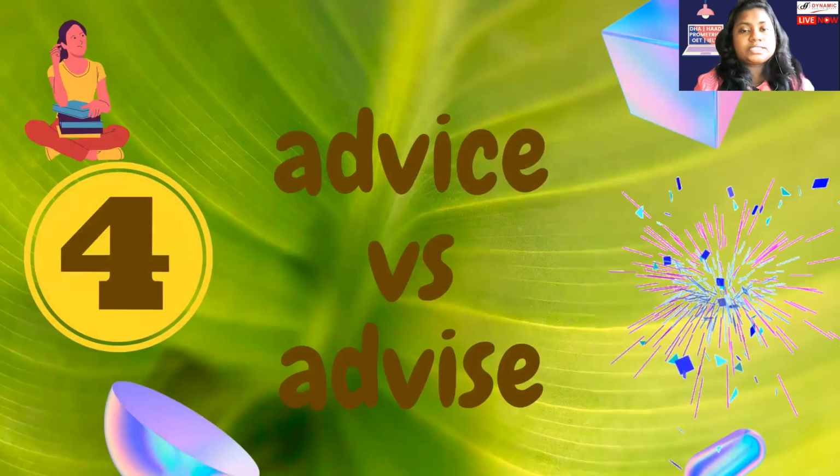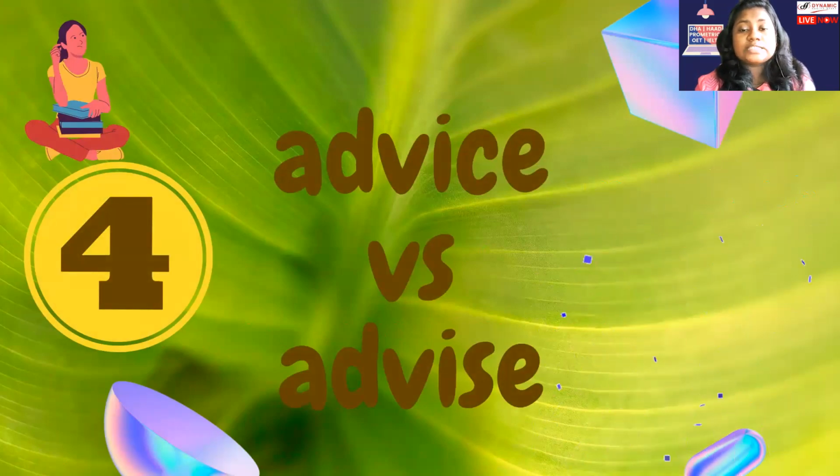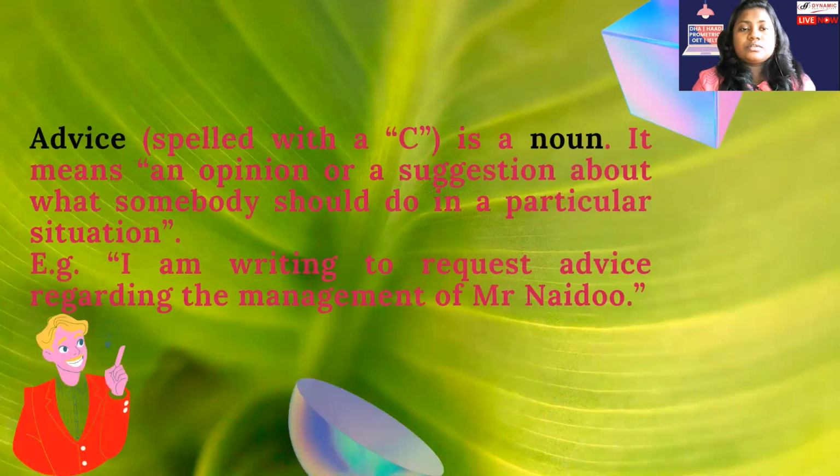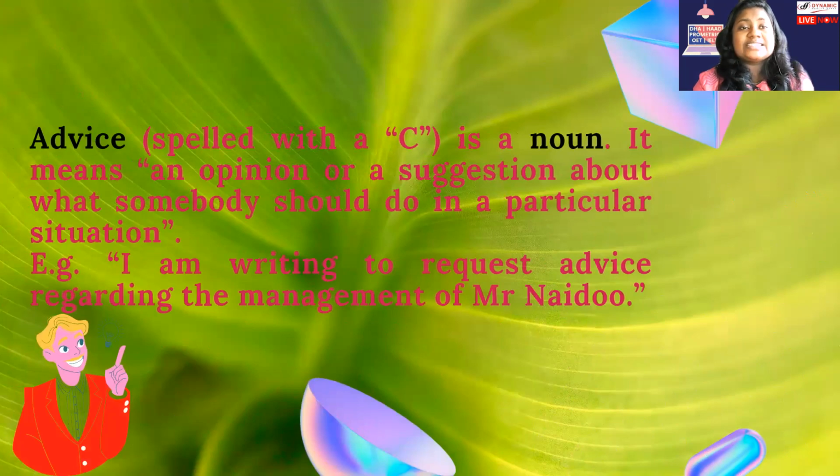Then the fourth mistake. The fourth mistake is advice versus advise. We pronounce them the same, but there is a difference in the spelling and also the meaning. One is ADVICE and another is ADVISE. There is a difference in C and S. So first, advice, which is spelled with a C, is a noun. That means an opinion or suggestion about what somebody should do in a particular situation.